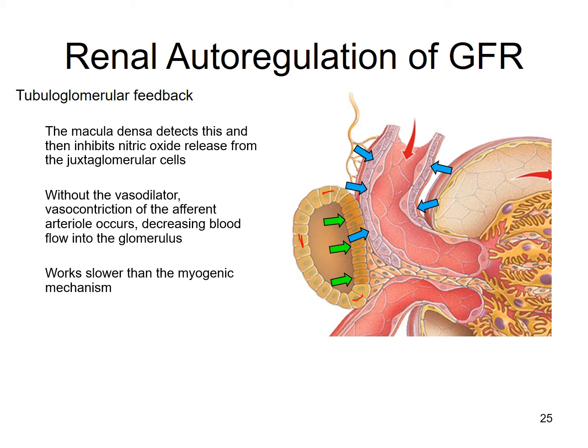Now, let's say again that fluid flow through the tubules is too fast, too much filtration is going on. What the macula densa will do is cut down on the vasodilator. It means that the afferent arteriole doesn't get vasodilated, and this will decrease the blood flow into the glomerulus and drop your filtration rate. So this is something that's going to work slower than the myogenic mechanism.